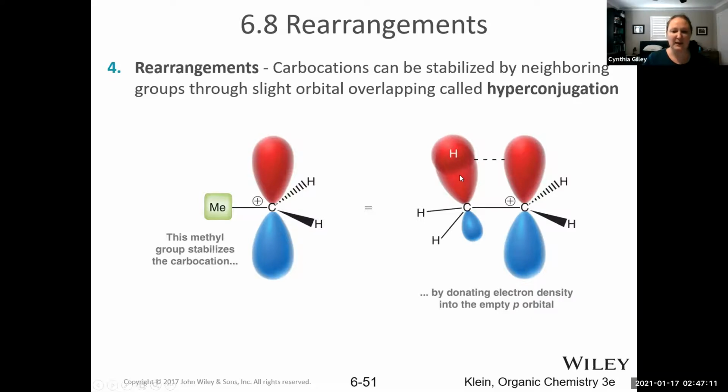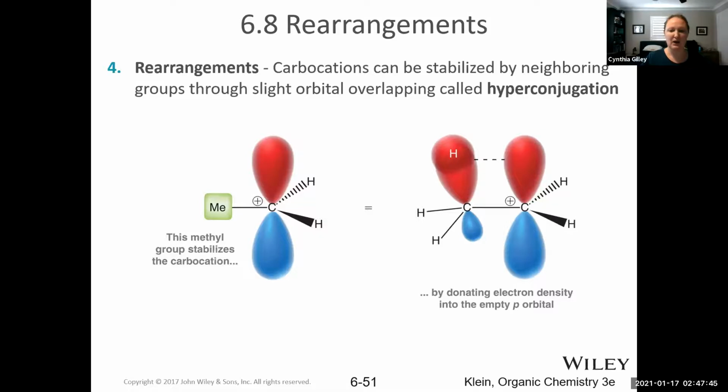And it just so happens that this set of overlapping orbitals forming a sigma bond can align or be in the same plane with the empty p orbital. And if it's right next to the empty p orbital and in perfect alignment with it, then electrons that are in this space from the sigma bond can be donated into that empty p orbital, helping to stabilize the carbon, making it not as electron deficient. That's what we call hyperconjugation.